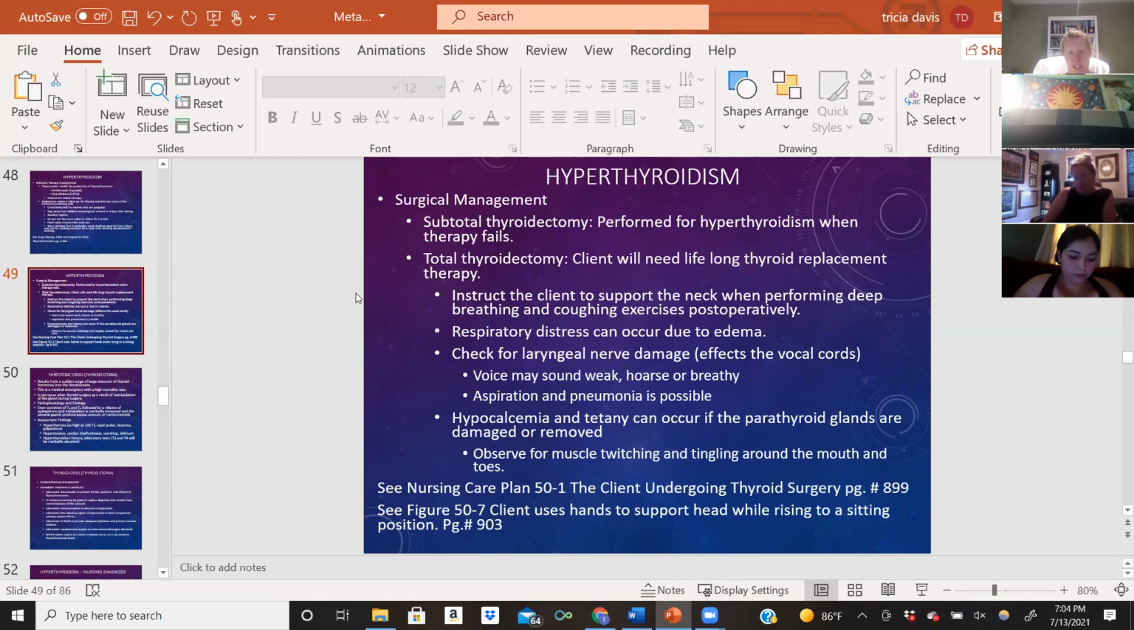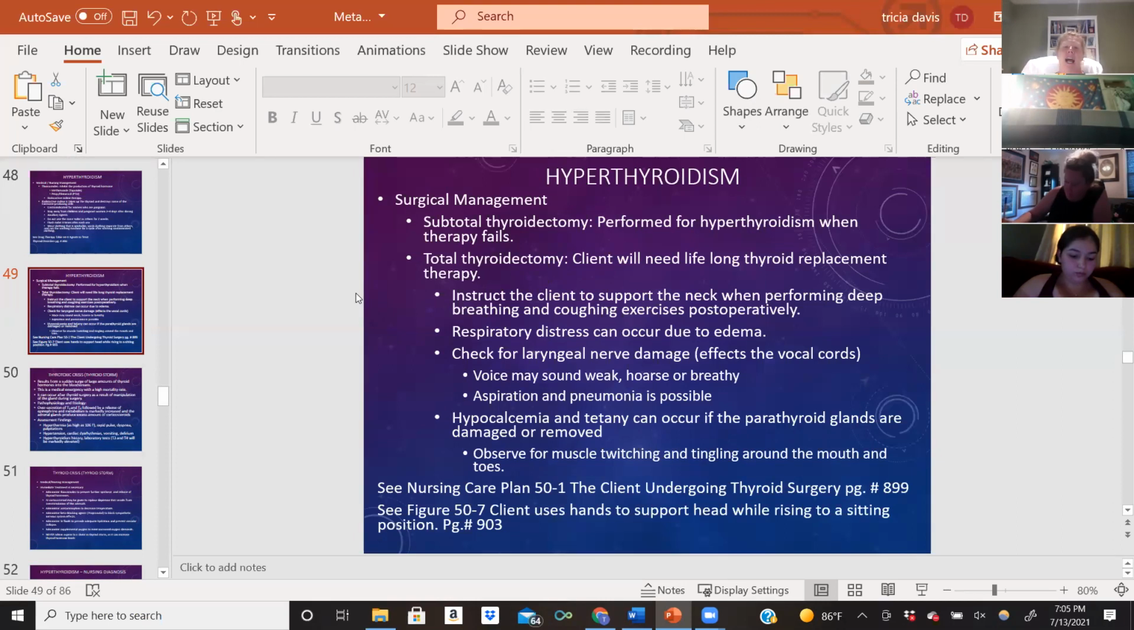So there's a lot of education that needs to be done with them because we need them to understand the importance of being compliant with their medications. So these patients that have these thyroidectomies, they need a lot of teaching post-surgery. We want to make sure that we are instructing the client to make sure they're supporting their neck when they're performing deep breathing and when they're doing coughing exercises post-operatively. If you go to your book, figure 50.7 tells you exactly how you would want to educate the patient to use their hands to support the head.